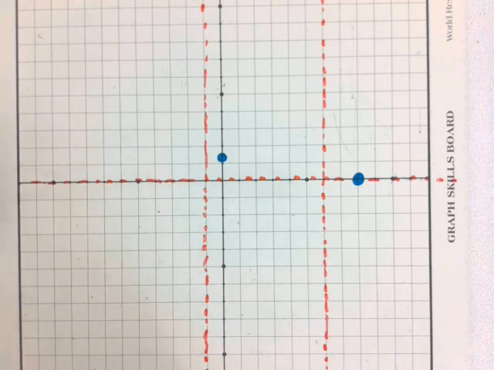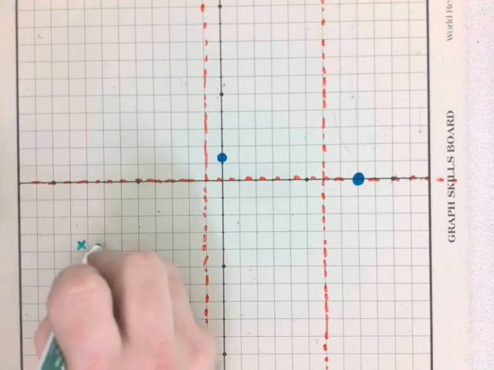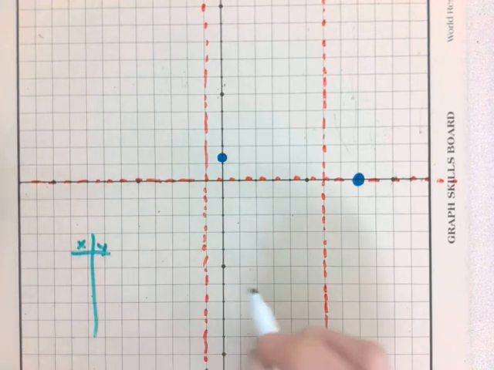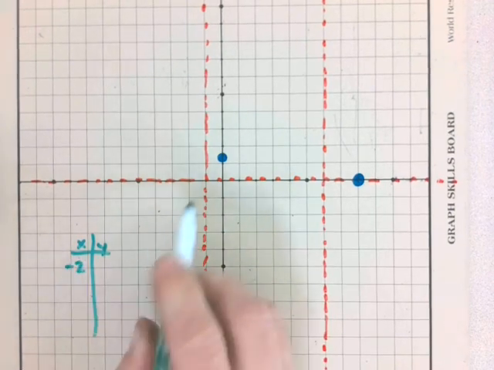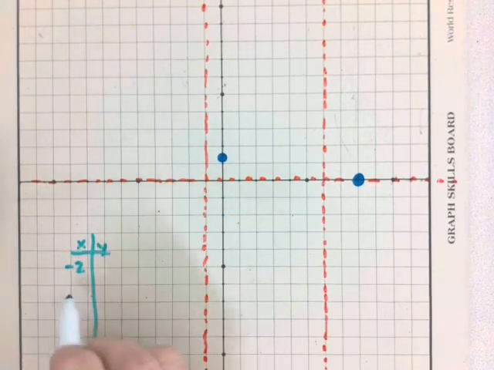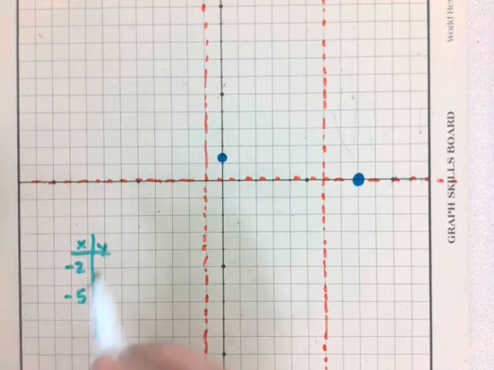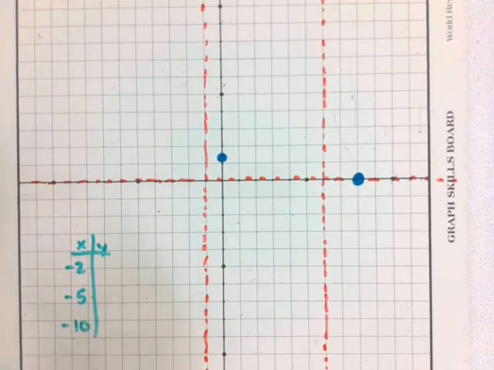So I'm going to make an XY table, and I'm going to plug in some values. I'm going to plug in some numbers that are close to the asymptote here, like a -2. And then one that's a little further out over, like maybe at -5, and then kind of over on the edge, maybe at like -10, and we'll see what happens with those values.